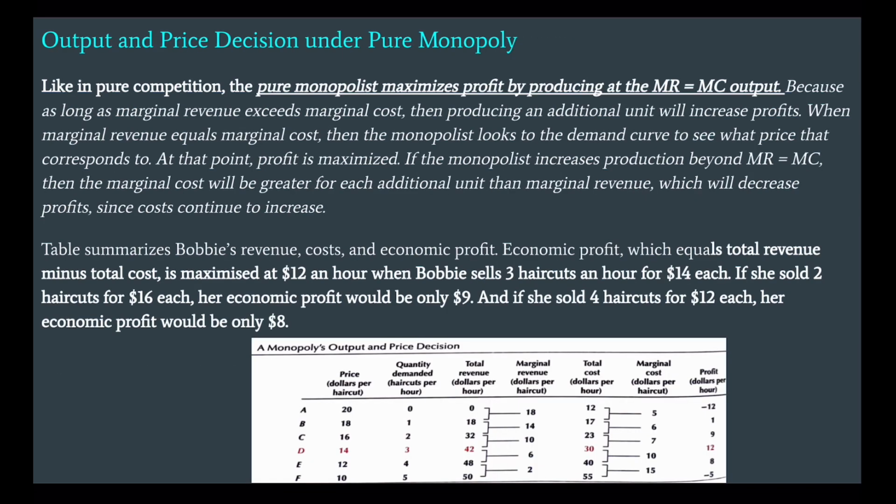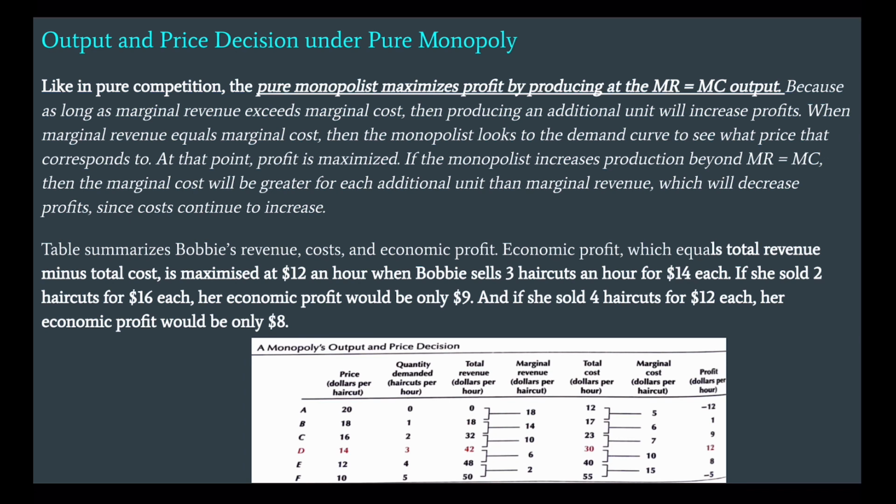Now, we shall see output and price decision under pure monopoly. Like in pure competition, the pure monopolist maximizes profit by producing at the MR equals MC output. Because as long as marginal revenue exceeds marginal cost, producing an additional unit will increase profits. When marginal revenue equals marginal cost, the monopolist looks to the demand curve to see what price it corresponds to. At that price, profit is maximized.